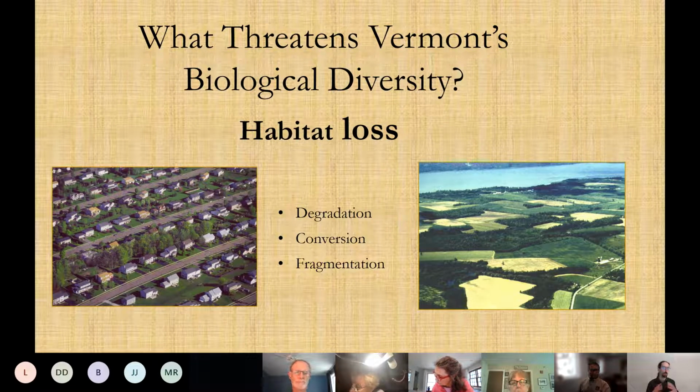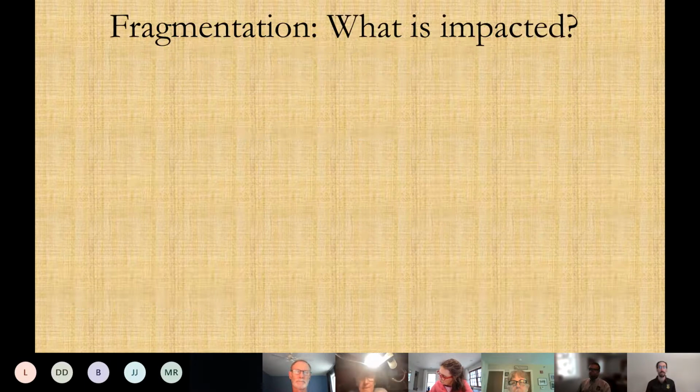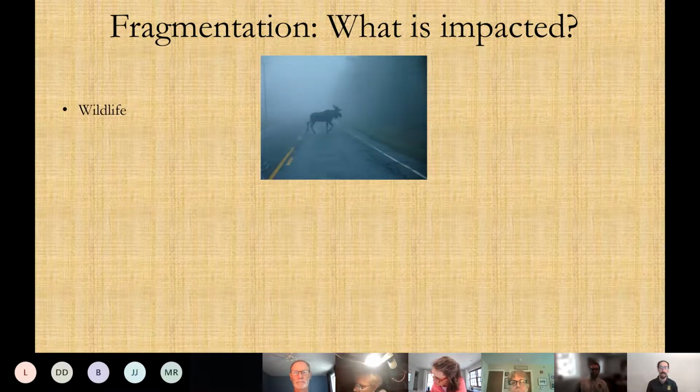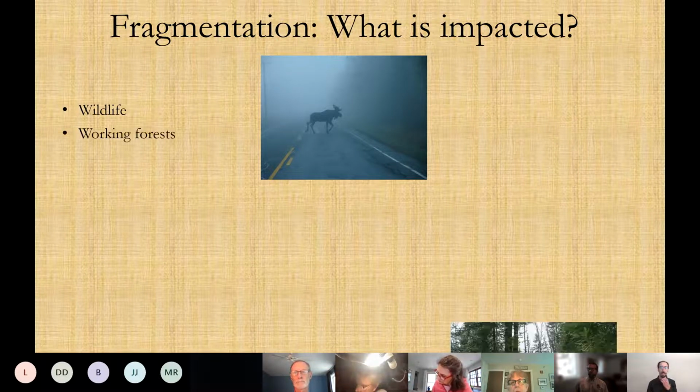which is when larger forest patches are divided into smaller patches and are isolated from one another. And we're going to talk a little bit more about fragmentation and what that impacts. So most of what we value about our forests are impacted when they become fragmented. Wildlife and their habitat can be limited or polluted, sometimes erased altogether for larger ranging animals.